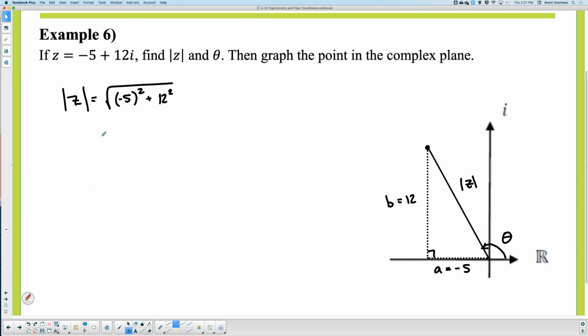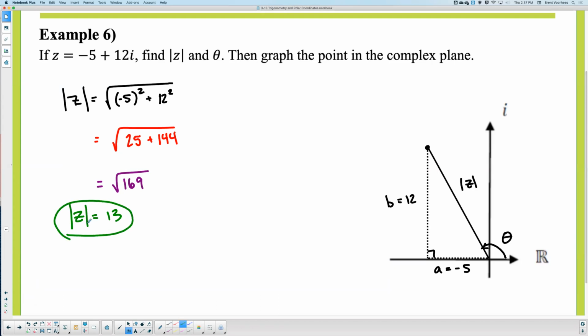So a little mental math. Who knows what -5 squared is? -5 times -5. 25, great. And who knows what 12 squared is? 144. Does anybody know what 25 plus 144 is? And anybody know the square root of that? 13. Okay, so the distance of Z, the modulus is what you can call it, is 13.